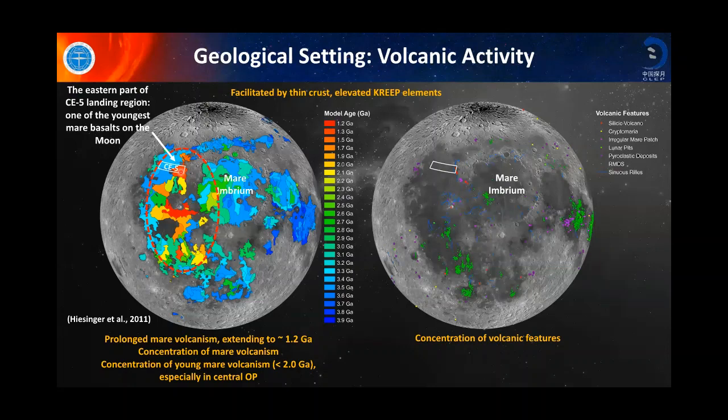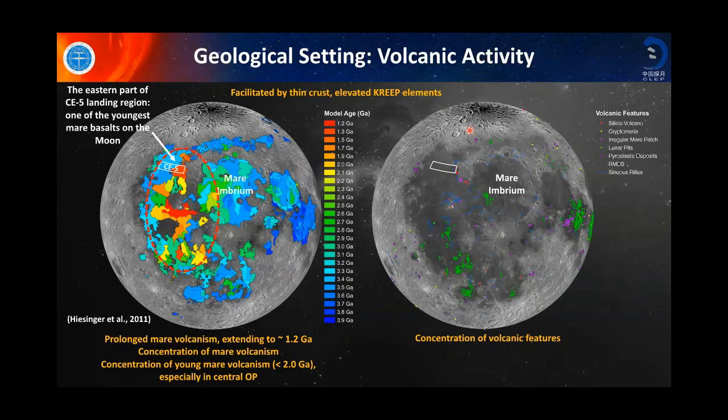Also, we can see the map of other volcanic features on the moon. Other volcanic features like silicic volcanoes, irregular mare patches, and pyroclastic deposits are also concentrated in the PKT terrain. So the PKT terrain is a quite special place. The volcanism here is very active. It's a volcanic hotspot with lots of interesting things.